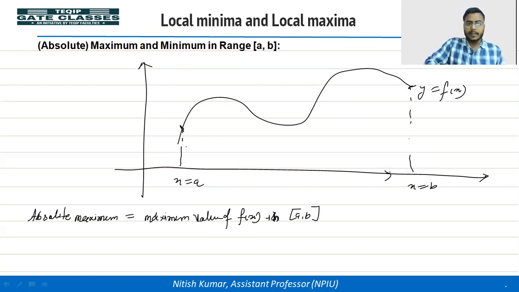So how can we calculate? We have to check at this point. We can say the functional value is f(a). At this point, what is the function value? f(b). Okay. At this point, you can see there is a local maxima, because dy by dx at this point is 0.